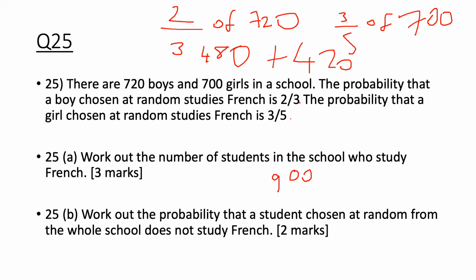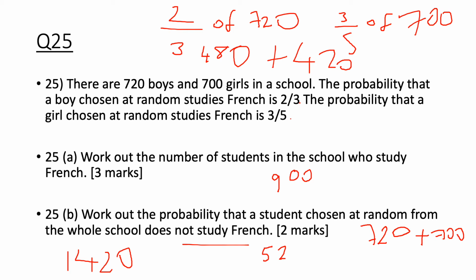Okay, part B, work out the probability that a student chosen at random from the whole school does not study French. Okay, so not study French. Well, 720 plus 700 tells us the total number of students. So it's 1,420. Okay, 900 study French, so the ones that don't study French is 520.